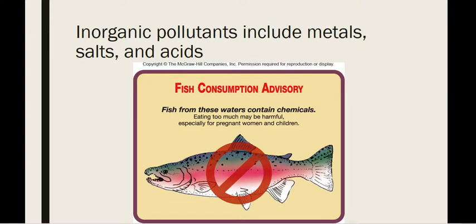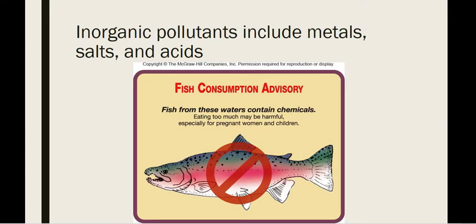There are also inorganic pollutants, which are metals, and these can be your heavy metals like lead, salts, and acids. So this is why the salmon is here. Another heavy metal is mercury. Mercury poisoning is a very big one. You have to be very careful how much fish you eat, what kinds of fish you eat, because some fish contain high levels of mercury due to contamination within the water.